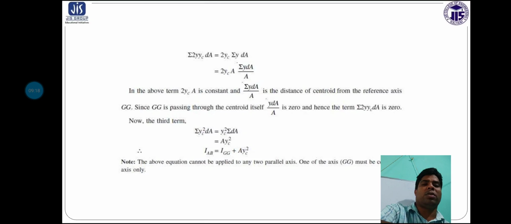Now the third term, summation of y square dA is equal to yc square summation of dA, that means A into yc square. So IAB is equal to IGG plus A yc square.